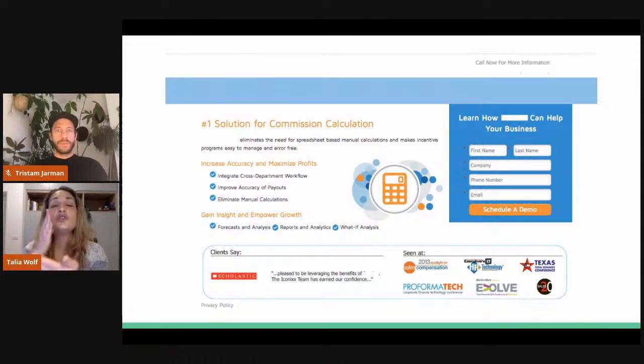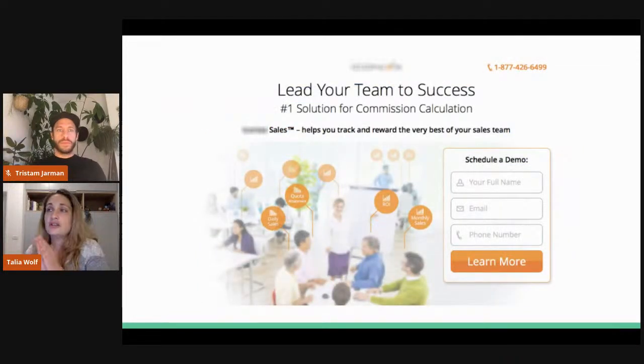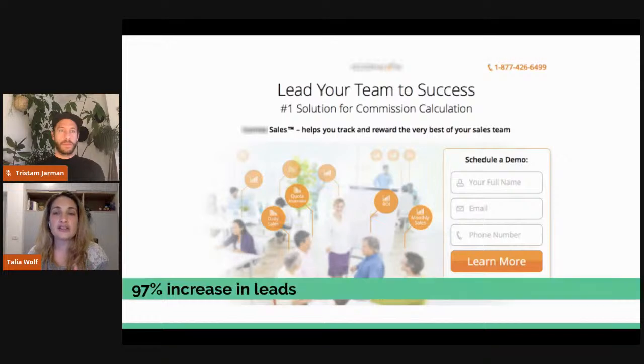Great. So they say, here's what we do. We created this variation. It said, lead your team to success. Okay, so we help you lead your team to success, helping you reward your team easily, track the results, and make an impact on the company. So we solved a specific problem that people were actually looking for, and this got a 97% increase in leads for the client.